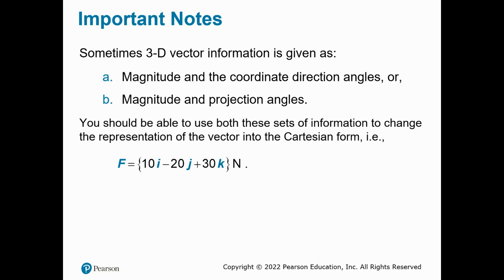Sometimes in 3D vector information, we will be given the magnitude and the coordinate direction angle, or the magnitude and the projection angle. So keep in mind that whenever we define a vector, we need the magnitude and the direction. Magnitude is how long this thing is, how big it is. And the direction talks about A, and B here talks about two different ways to define the angle, either the coordinate direction angle or the projection angle.